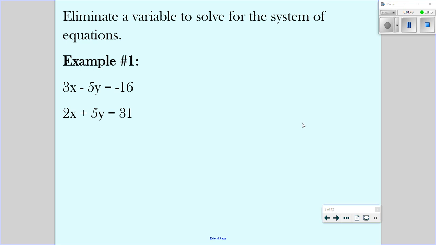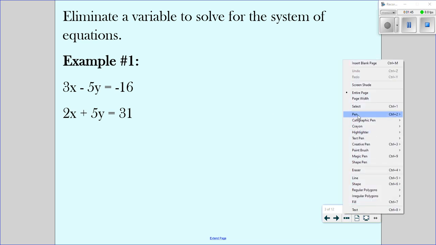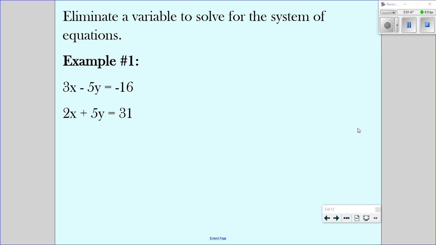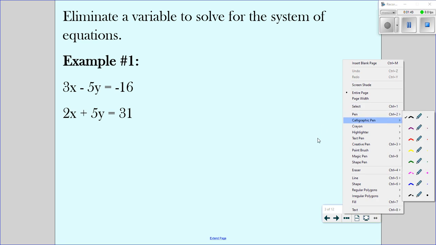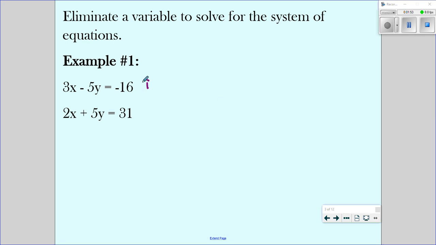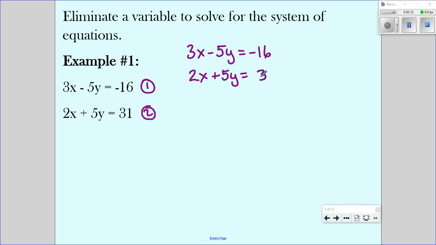So I'm going to rewrite the equations. This will be equation number 1. This is equation number 2. And like I said, I'm going to rewrite them. So I have 3x minus 5y equals negative 16. And the second one is 2x plus 5y equals 31.